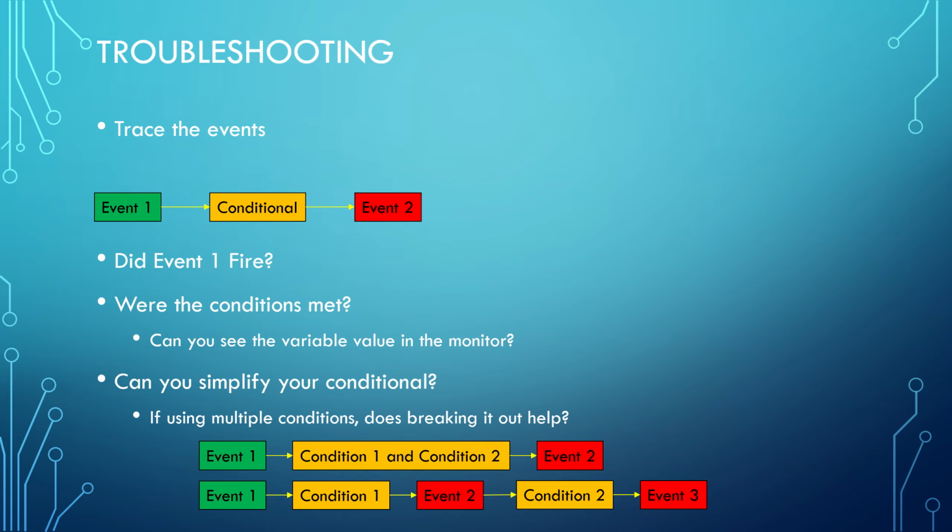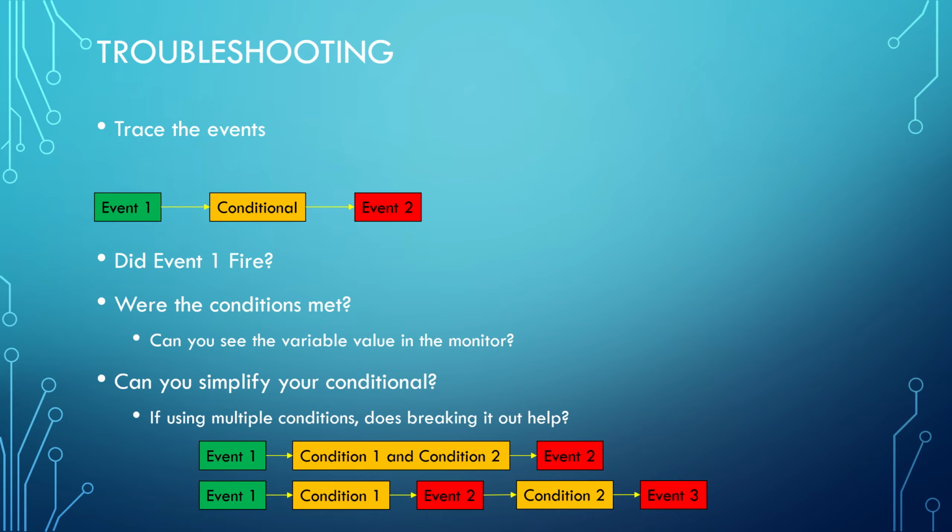So how can you check the values inside the conditional? Inside of the monitor, there's a variable monitor. So you can pull up those values and inspect them to see if they're the value that you were looking for. You can also, if you're doing a super complex conditional made of multiple parts, break it apart, make new events, and then kind of chain it from one to the next. Those are some ideas to do some troubleshooting if you run into problems.